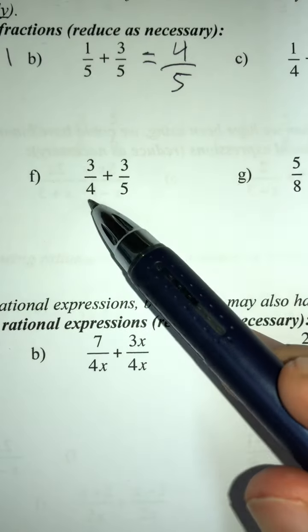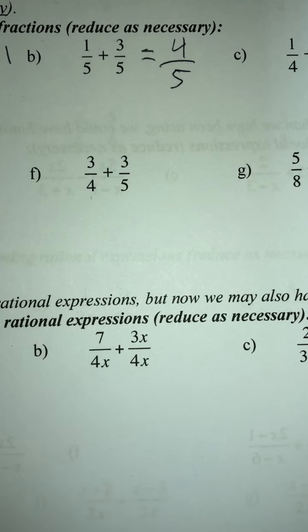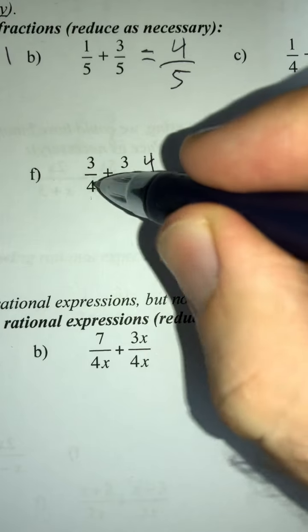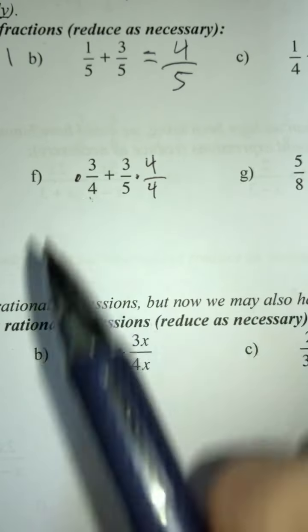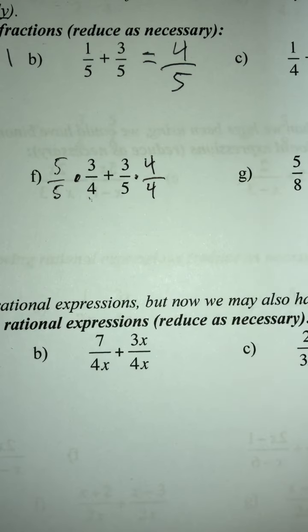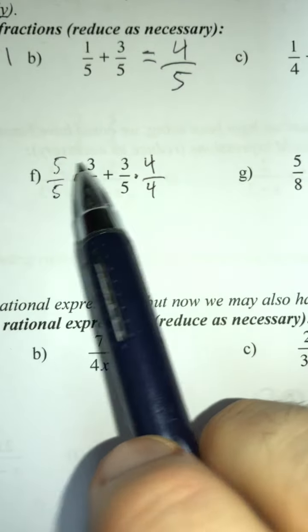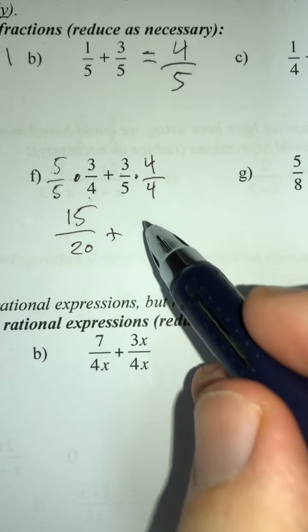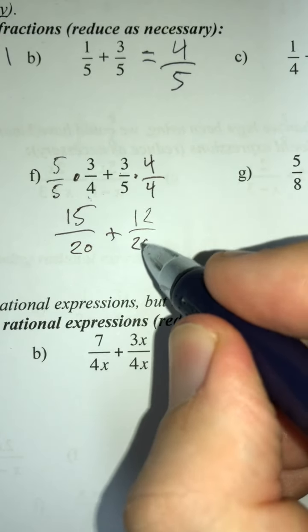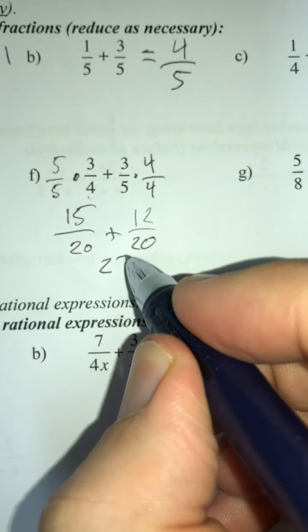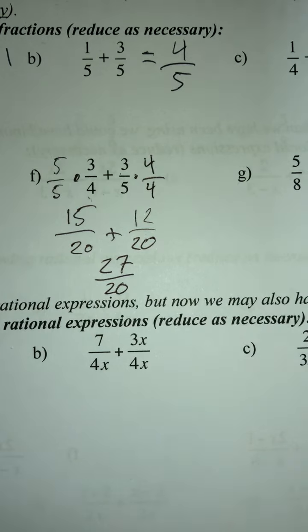Not too bad. What happens if the denominators are different? Suppose I give you this. I need to make sure the denominators are the same. So I'm going to take this second fraction and do 4 over 4, basically just the denominator of the other one, and this one 5 over 5, and multiply it into the fraction. This will give me 5 times 3 gives me 15, over 5 times 4 gives me 20, plus 3 times 4 is 12, over 20. Same denominator, I can combine them. So 27 over 20. And there's my final answer.